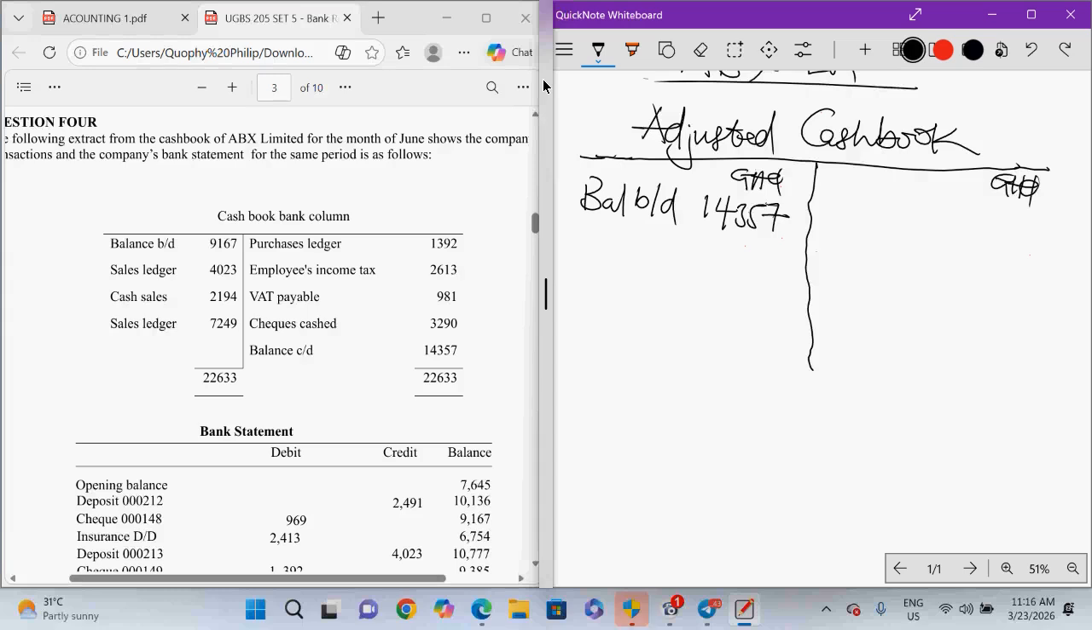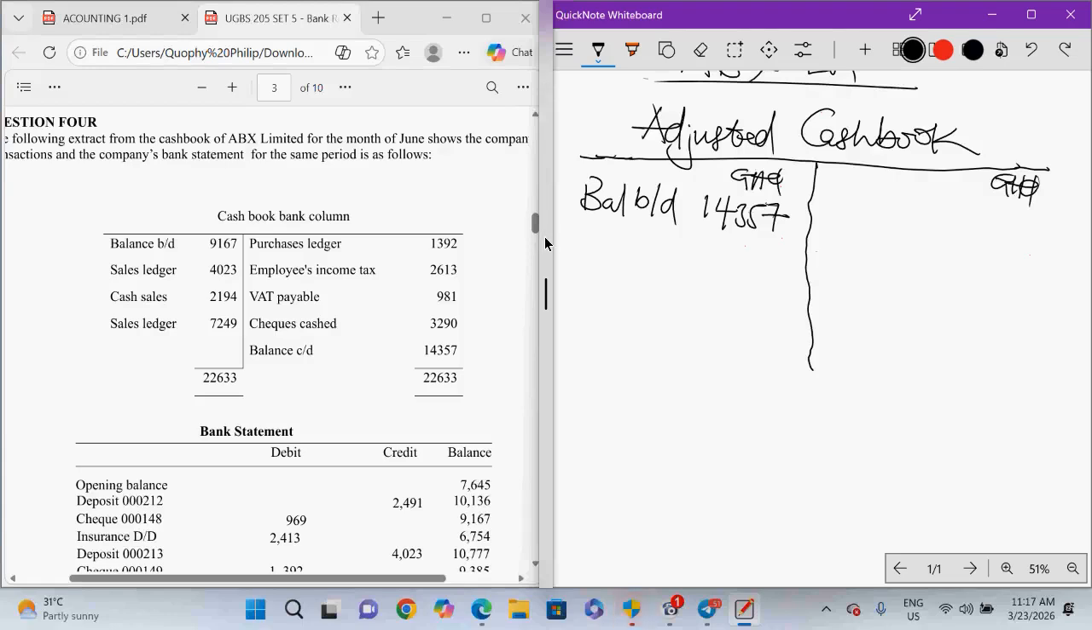Now, any information that is in the bank statement but not found in the cash book, we have to bring it to the cash book, right? Because at the end of the day, we have to reconcile what we have in our books as a business with what the bank is having. So if something is in the bank and we, the business, don't have it, we have to bring it, so that at the end of the day, we'll get the same balance in our books.